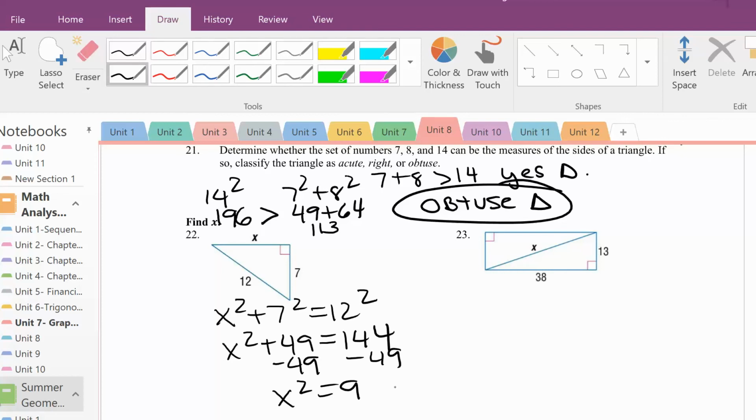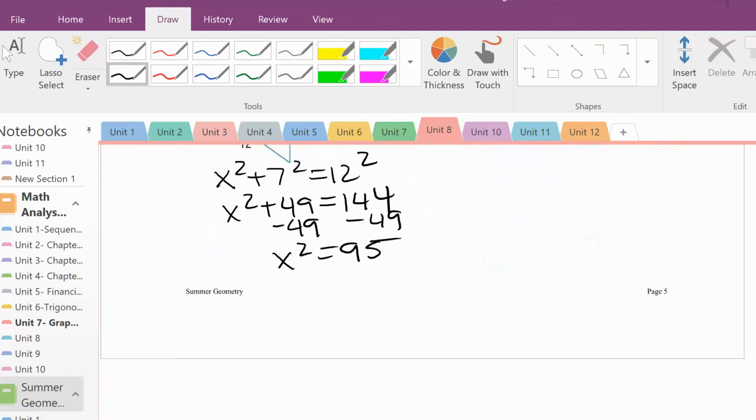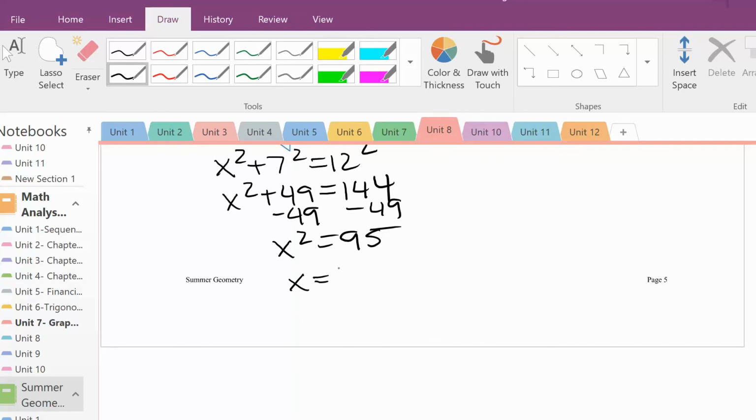95. So then when we take the square root, we have to simplify it and see if any perfect squares go into 95, and the answer to that is no, so we can leave it as the square root of 95.